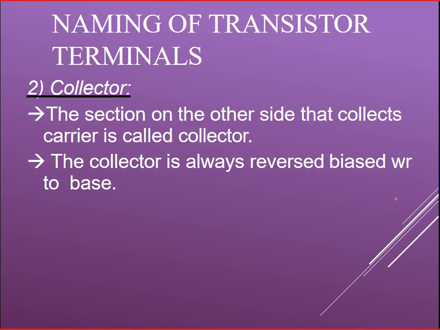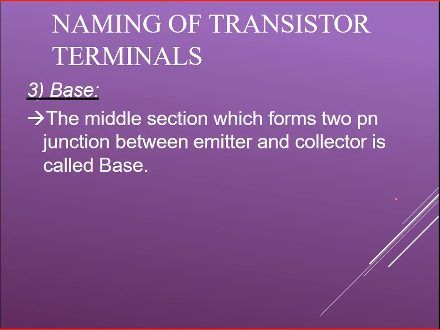Okay, and here the collector. Like I said, the section on the other side that collects the carriers is called the collector. If it is an N type, I mean an NPN transistor, the collector will collect the electrons. Okay, and the collector base junction will always be reverse biased. And the base is the middle section, which acts as the base for the emitter and then the collector. So that's why it is named the base.